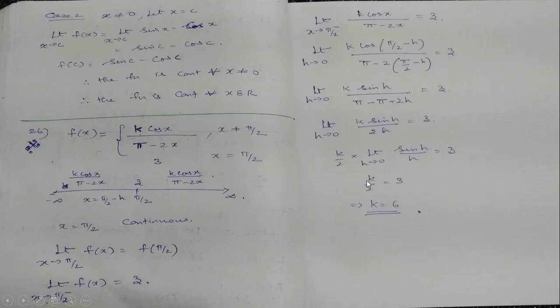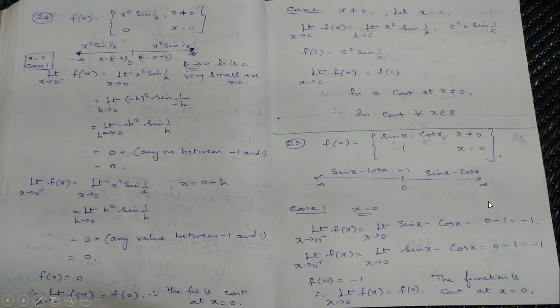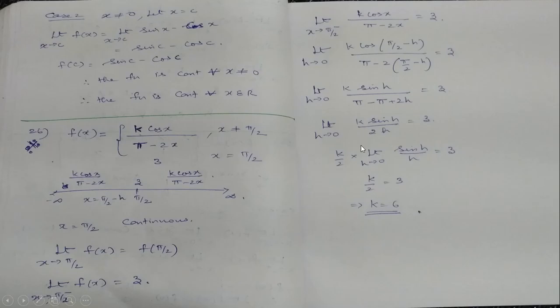So let x be equal to c. So limit x tending to c of f of x will be equal to limit x tending to c of sin x minus cos x. That is equal to sin c minus cos c. Value of the function is also sin c minus cos c. Therefore the function is continuous for every x not equal to 0 also. Previously we proved that the function is continuous at 0. Now we have proved that it is continuous at x not equal to 0. Therefore the function is continuous for every x belonging to R.